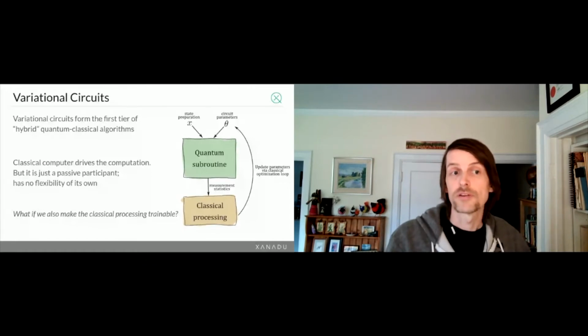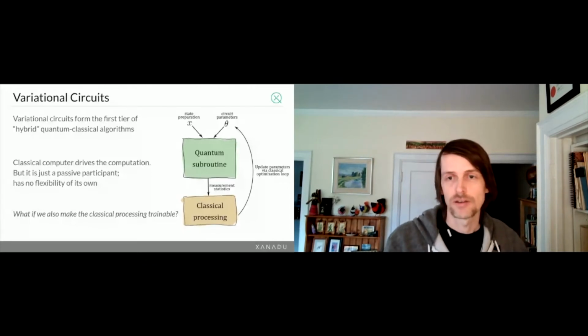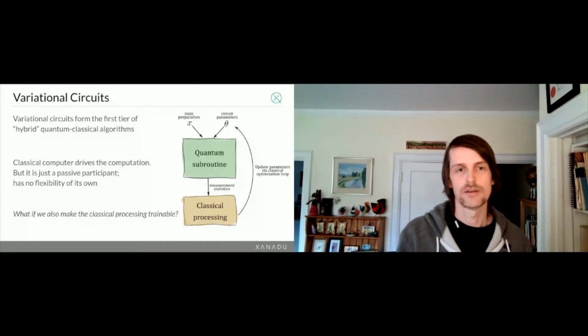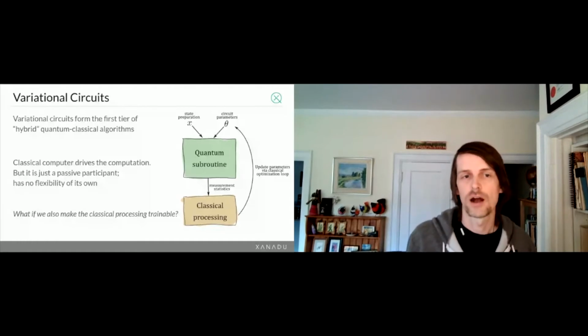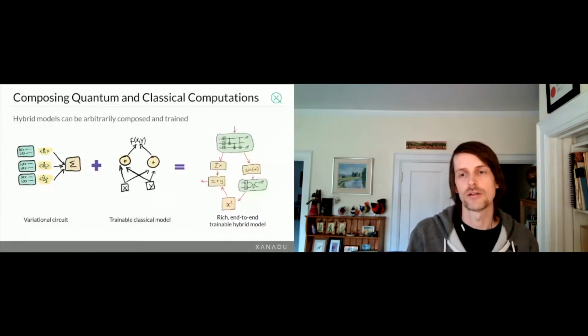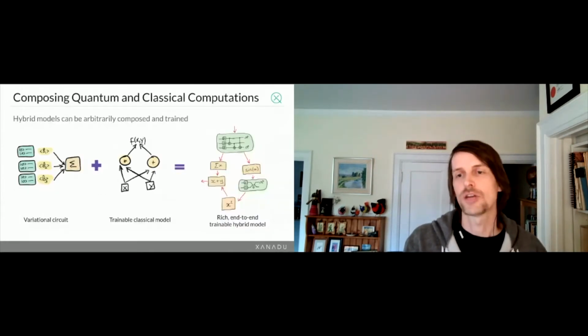But I said this is only the first tier of hybrid algorithms. You can actually start thinking of more complex variants of this simple variational circuit by allowing the classical model itself to be trainable as well. And this gets us into the notion of arbitrary hybrid quantum-classical computations. You take a trainable quantum circuit, you combine it with a trainable classical model, and you can build an end-to-end trainable hybrid model that incorporates both classical and quantum computation in it.